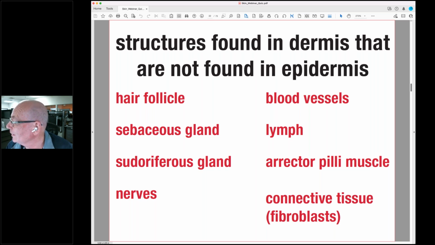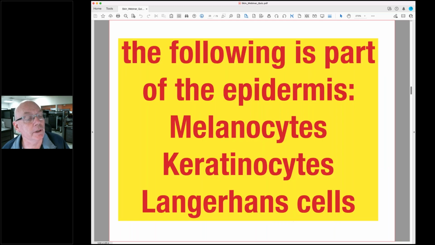Do you need anything? So, another special note after that big long list. I'm going to just list a few. The following is part of the epidermis. Melanocytes, keratinocytes, and Langerhans cells.